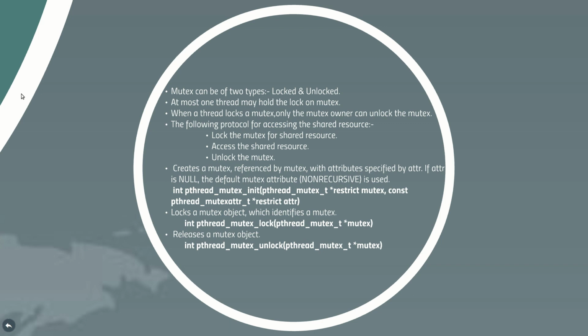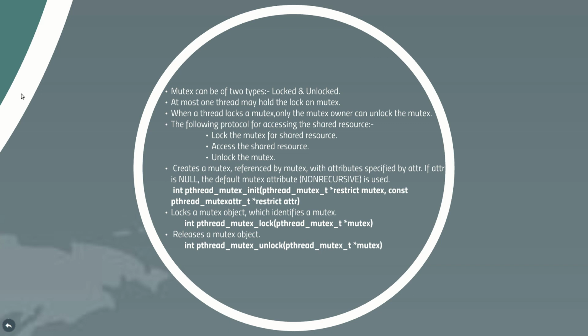When a thread locks a mutex, only that mutex owner can unlock the mutex. So if we are locking, that same thread will unlock the mutex. Another thread will not unlock that particular mutex. The protocol for accessing shared resources is: lock the mutex for that shared resource, access the shared resource, unlock the mutex. Okay, so we'll try to write some shared resource. I'll try some values so you can have a better idea.